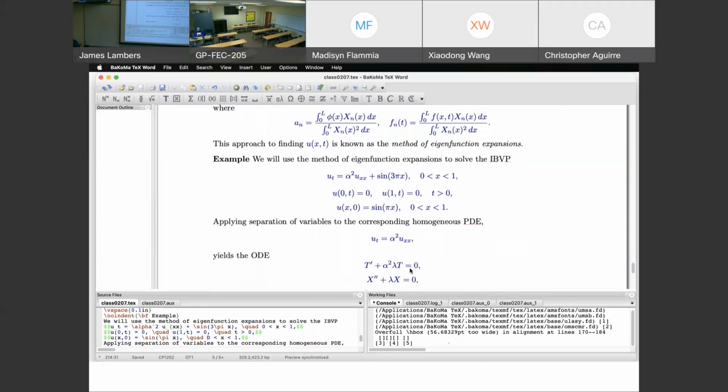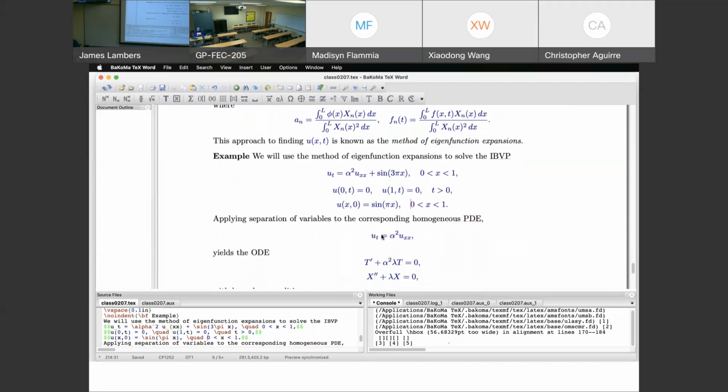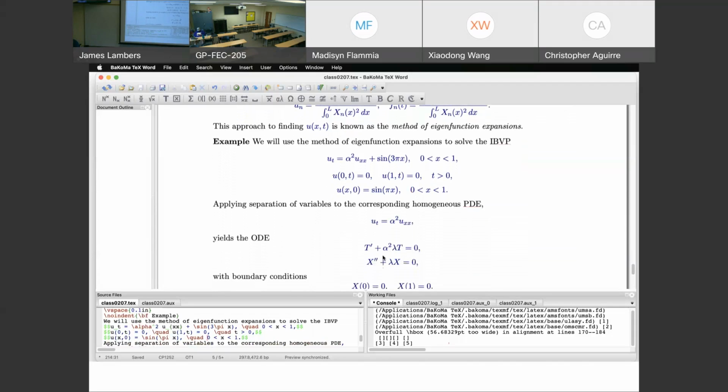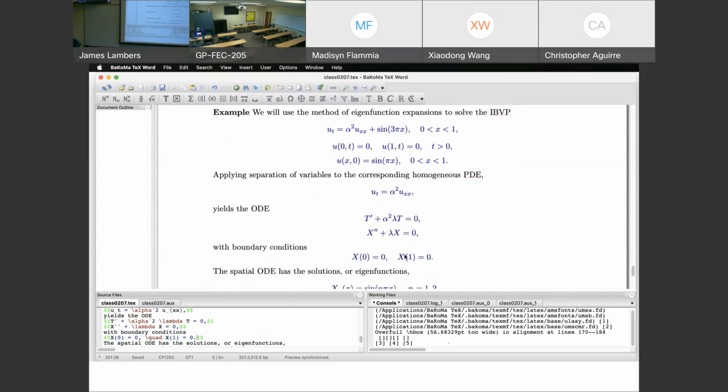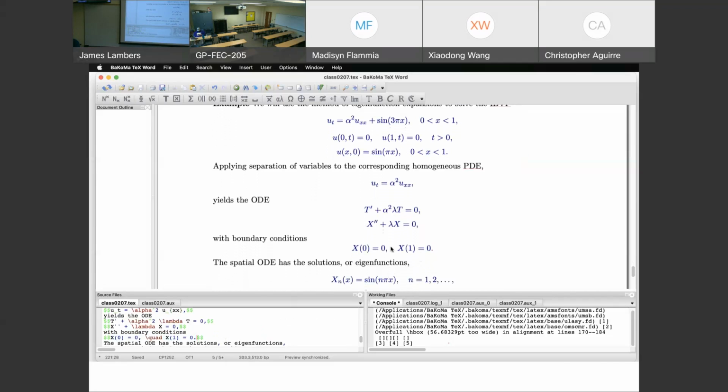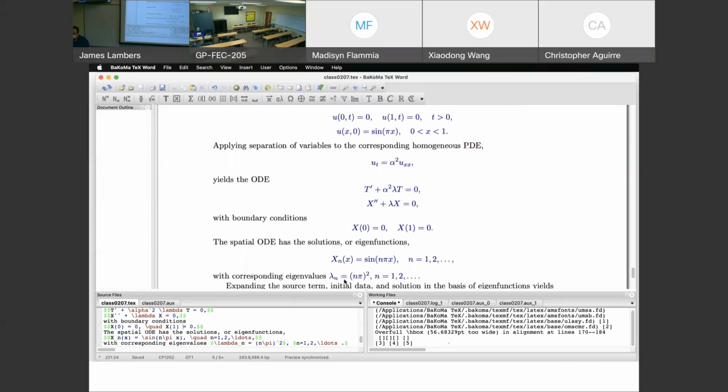Now, we focus on the homogeneous version of the PDE, so we just drop the sine 3 pi x for a moment. When you carry out separation of variables on this PDE, this is what you get for your ODEs. And then the boundary conditions from the original problem carry over to these boundary conditions for your spatial problem. Now we've seen this kind of problem before. The interval 0 to 1, these are the general solution of this ODE, sine n pi x. So in other words, lambda is equal to the coefficient of x squared. So those are the eigenvalues.